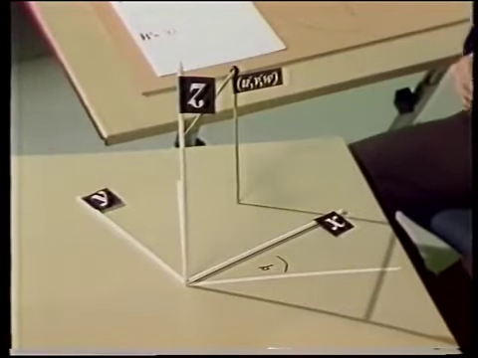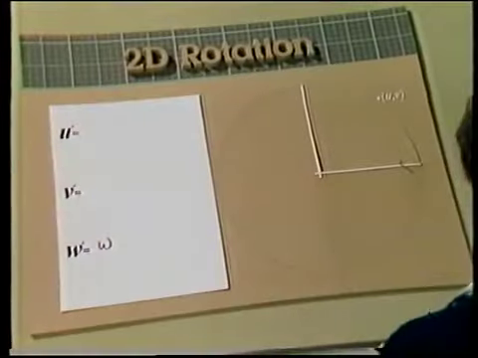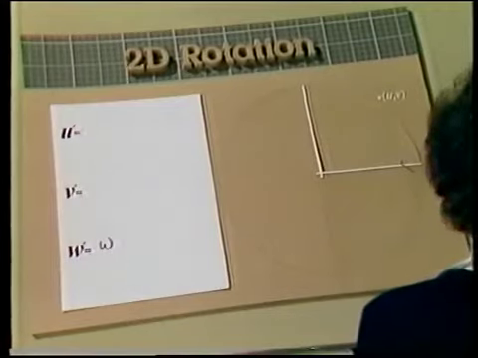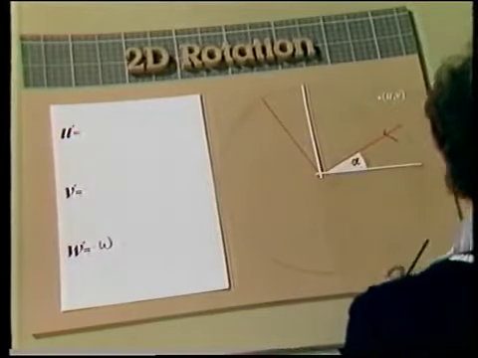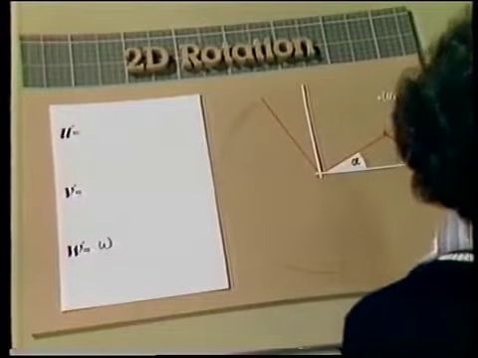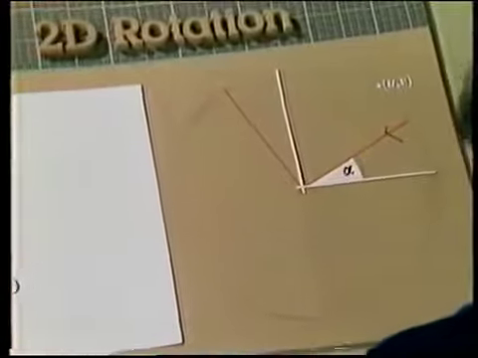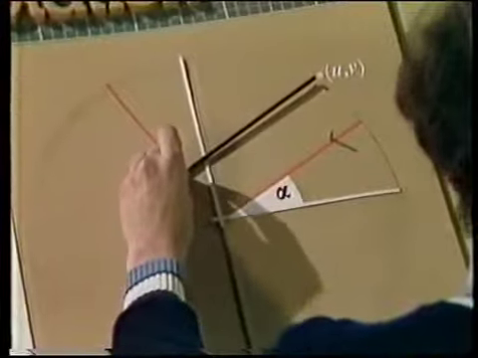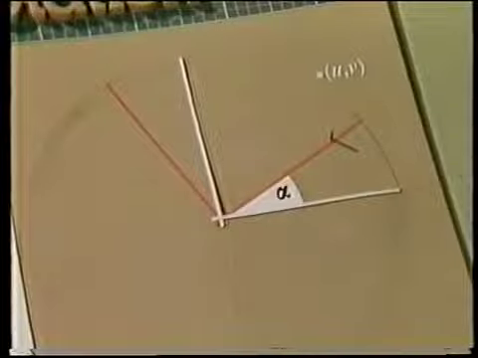So, let's look at the 2-dimensional problem. We'll look at a point, u, v, in the xy plane. What happens when we rotate these axes through an angle alpha? What are the coordinates of this point relative to these new axes? Now, the new x-coordinate is just this length, and the new y-coordinate is just this length. And these lengths we can find geometrically.